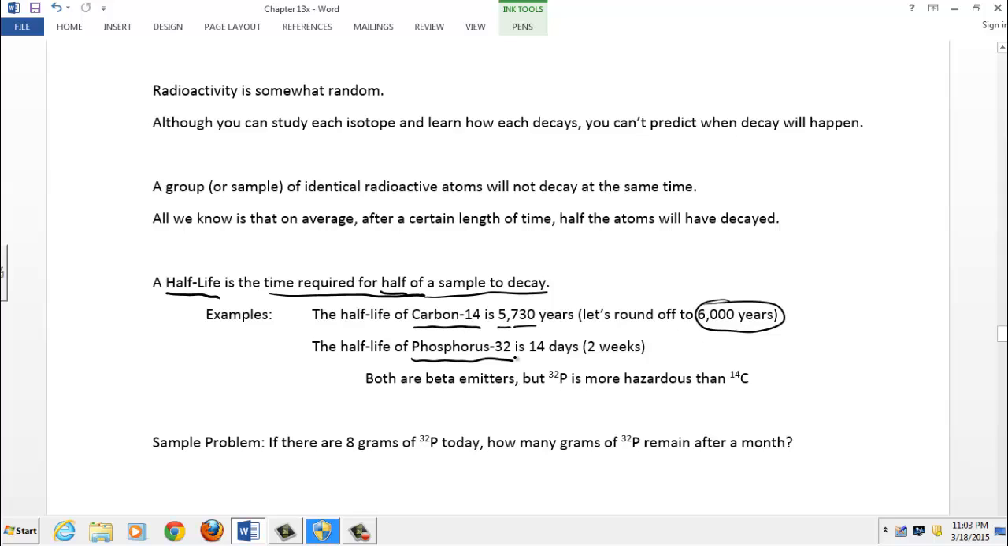Phosphorus-32 is also another radioactive isotope, but it has a much shorter half-life. It's about 14 days, 2 weeks. And it goes by the same principle. If you have 10 grams of phosphorus-32, in 2 weeks, half of them, 5 grams, will have released their radioactivity. But another 5 grams, the other half, you still have to wait.